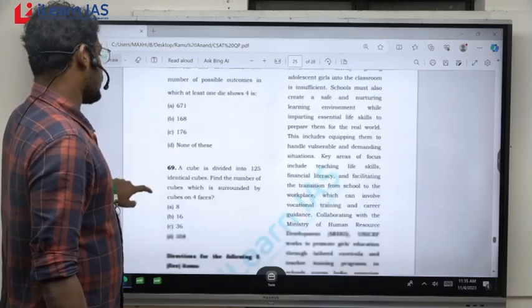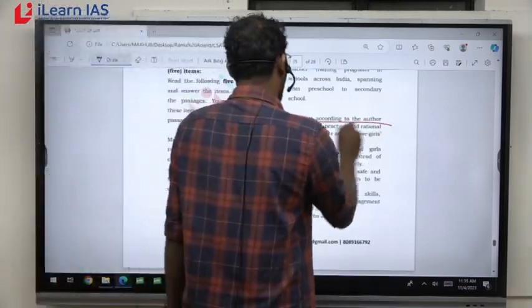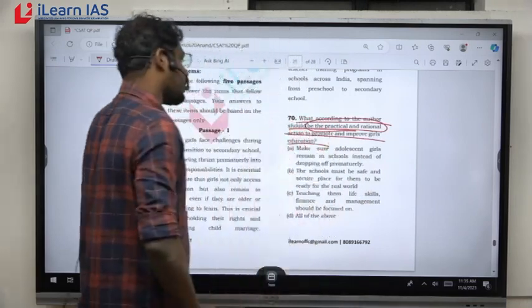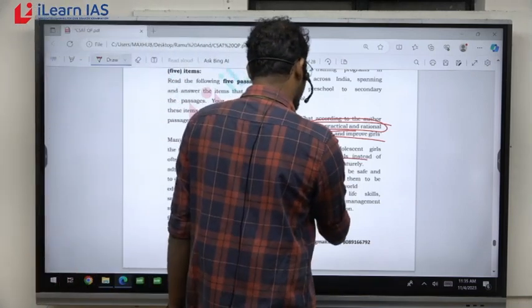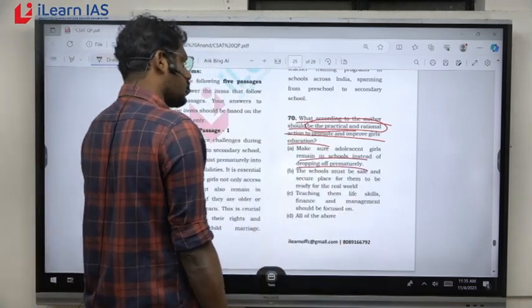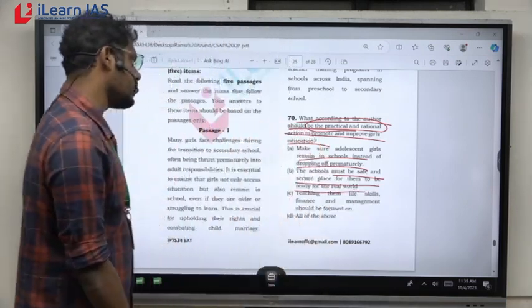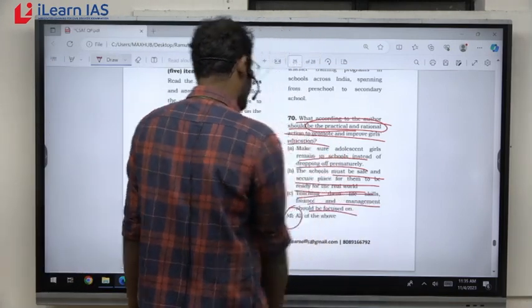Moving to the next question, question number 70. What, according to the author, should be the practical and rational action to promote and improve girls' education? Make sure adolescent girls remain in school instead of dropping out prematurely. The schools must be a safe and secure place for them to get ready for the real world. Teaching them life skills, finance and management. Or should focus on all of the above.